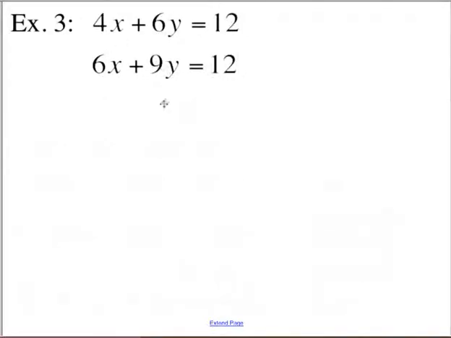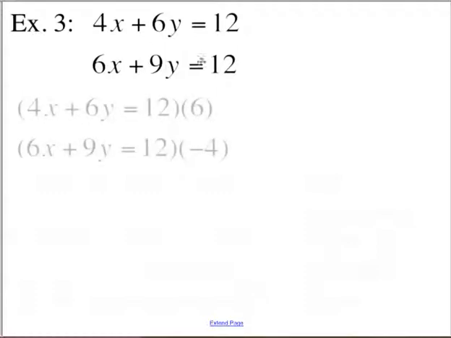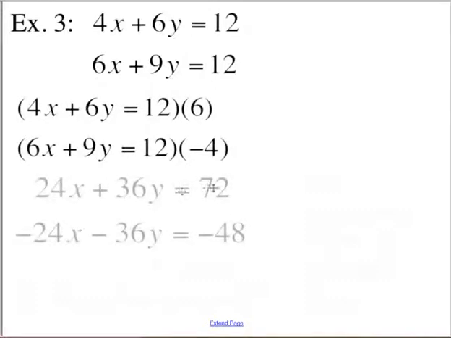Example 3, I'm going to do the same thing. I'm going to multiply the top by 6 and the bottom one by negative 4 to eliminate my x's. And then I get 24x plus 36y equals 72. In the second equation, I get negative 24x minus 36y equals negative 48.